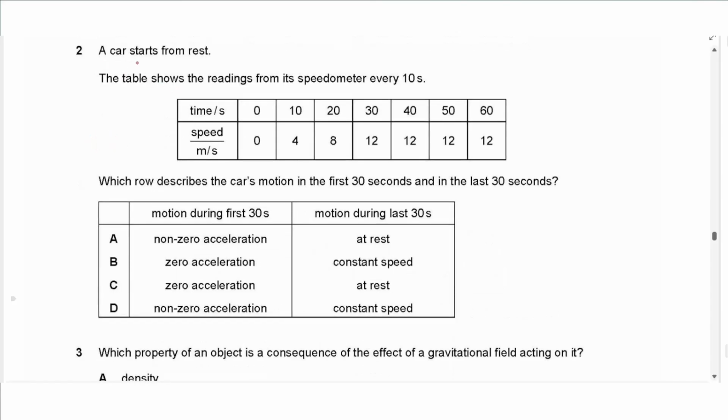Question 2 says, a car starts from rest. The table shows the readings from its speed meter every 10 seconds. Which row describes the car's motion in the first 30 seconds and the last 30 seconds? So in the last 30 seconds, that's constant speed. So either B or D. But in the first 30 seconds, the speed increases by 4 every 10 seconds. That's constant acceleration. So non-zero acceleration is okay. Zero acceleration is not okay, non-zero is okay. So the answer is D.